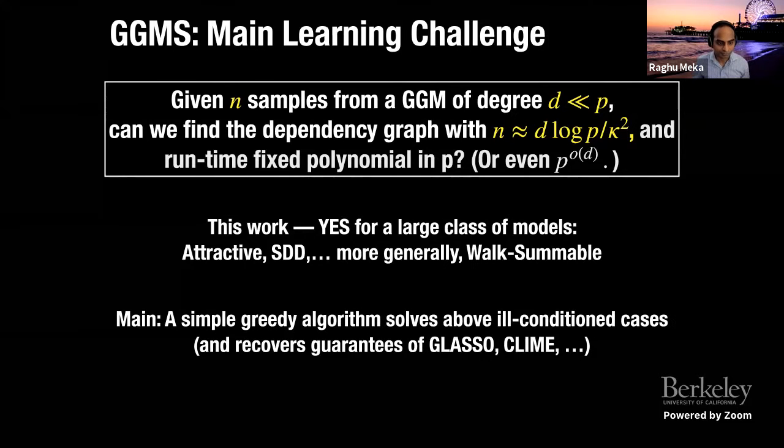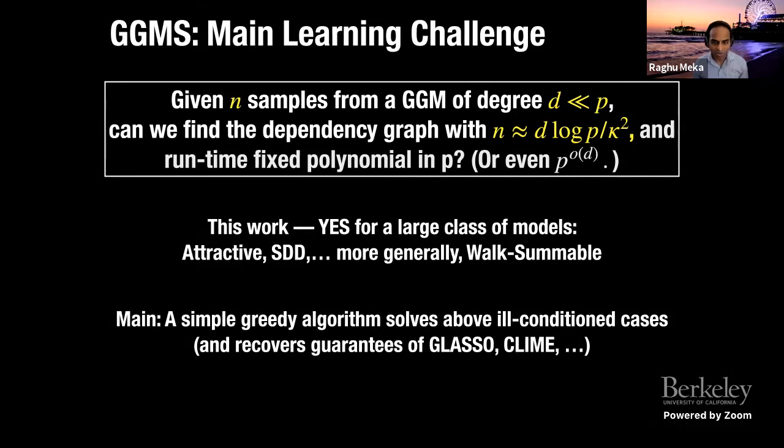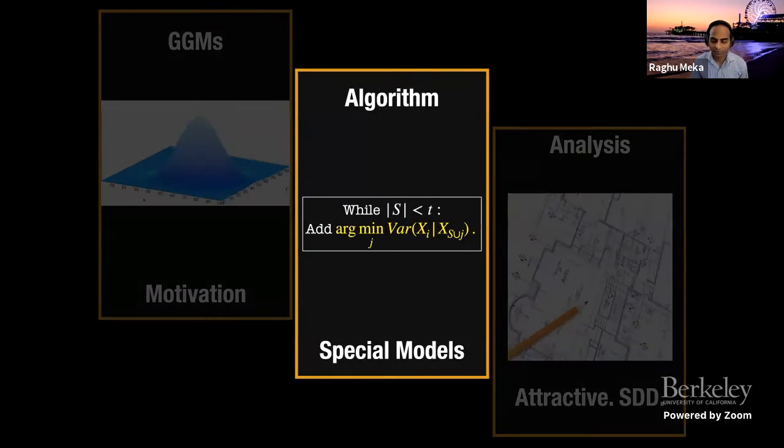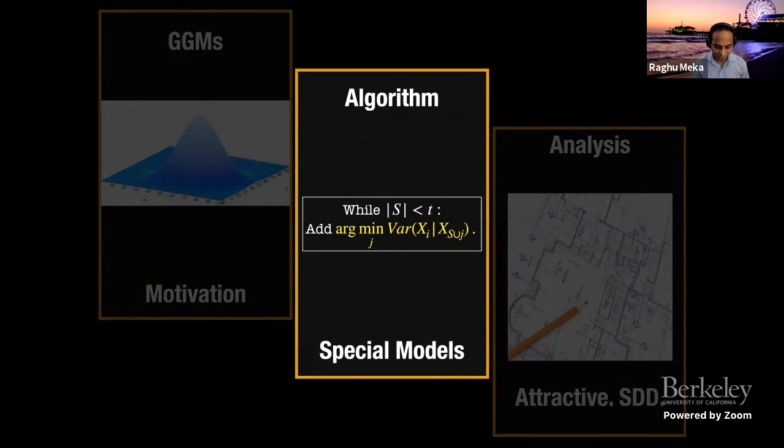Okay. And the main result will be that this simple greedy algorithm solves all of these ill-conditioned cases, and it also actually recovers the guarantees of Ravikumar and others when you have well-conditionedness. So it achieves the old results and gets these newer results for these potentially ill-conditioned models. Okay, so that's what I wanted to say about what GGMs are, the motivation for studying them, and what the results are. Now let me say a few words about the special cases that we'll study and the algorithm that we'll look at.